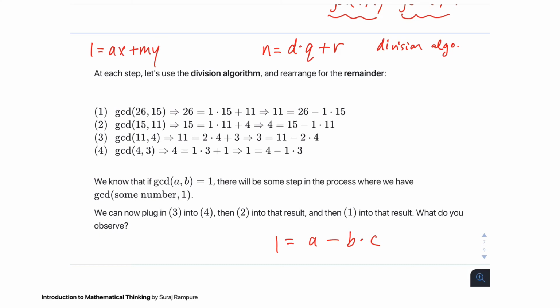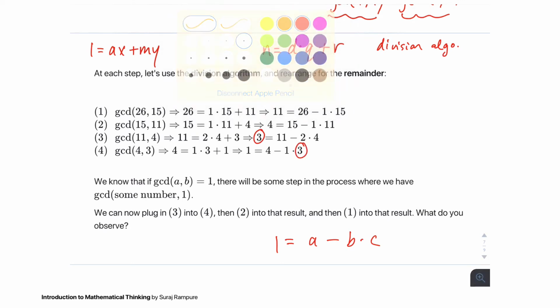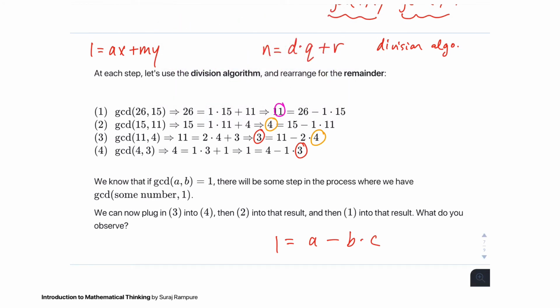Okay? And notice there's this sort of pattern of where the remainders appear. Each number appears twice, right? We see 3 is both here and here. 4 is both here and here. And 11, let's use this color, is both here and here. So if I substitute the equations down, I will eventually get 1 is equal to 26 times something plus 15 times something else, which is exactly what we want. Is that clear? So let's take a look.